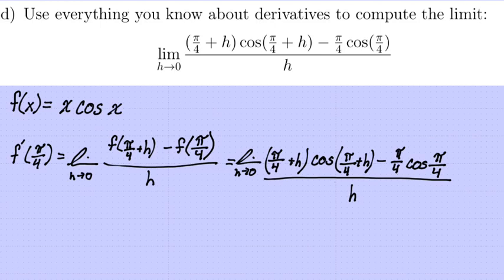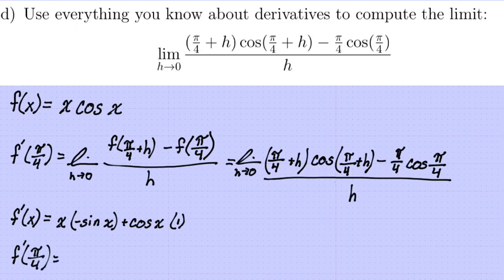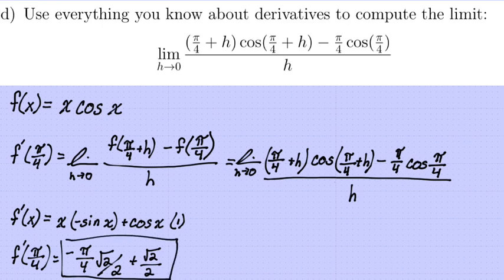So we're just recognizing that this limit is the derivative of x cosine x at pi over 4. Now, what is the derivative of x cosine x? We're just differentiating x cosine x. It's the first times the derivative of the second plus the second times the derivative of the first. And so at pi over 4, this is just negative pi over 4 root 2 over 2 plus root 2 over 2. So that limit is going to evaluate to that.